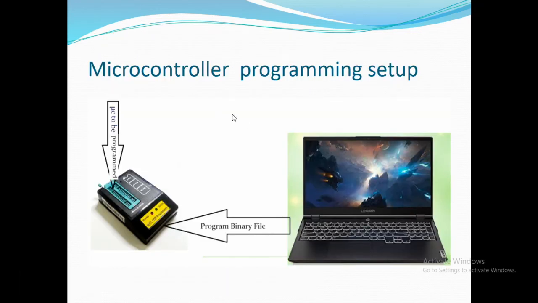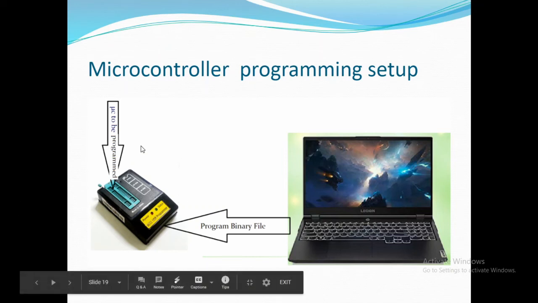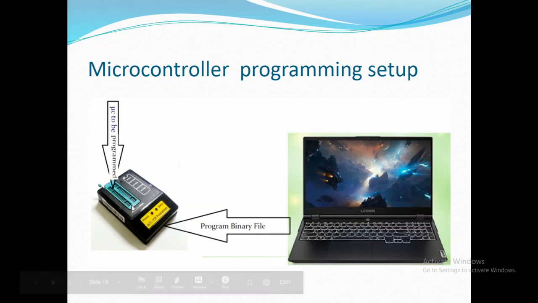This is a microcontroller programming setup. You can see the memory writing device, which is an external device that you can buy online. After developing the program on your PC, you can download the binary file to this device and write it to the microcontroller, which is placed in this slot. After writing the program, the microcontroller can be used in your equipment.